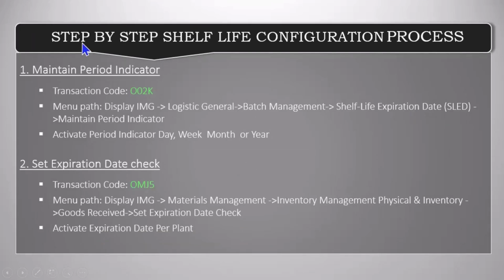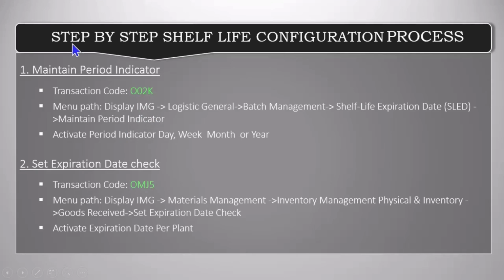Now we'll do the step by step shelf life configuration process. There is not much configuration, only some basic configurations. We'll go to the system and do that configuration. First, you have to maintain the period indicator. For that, there are two ways, as usual: you follow the SAP reference IMG path, or you go directly by transaction code O02K. So this we will do.